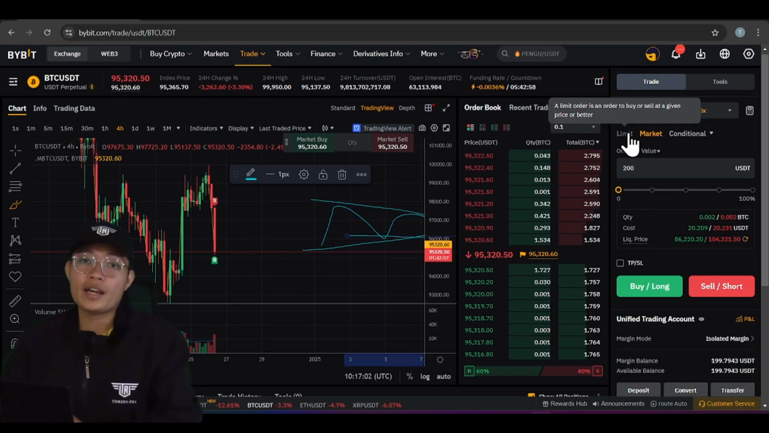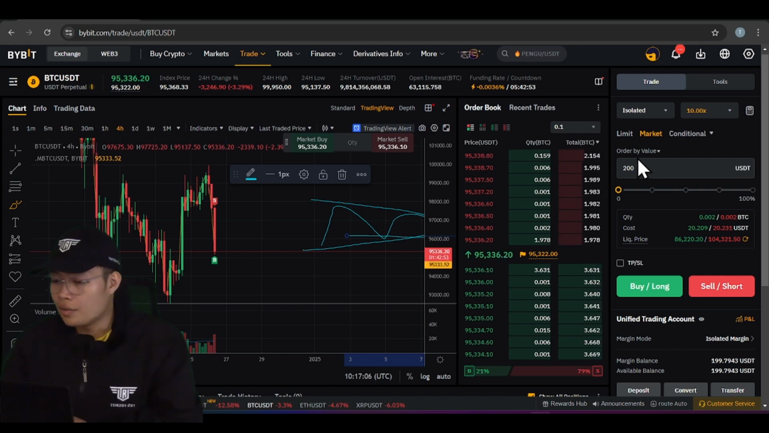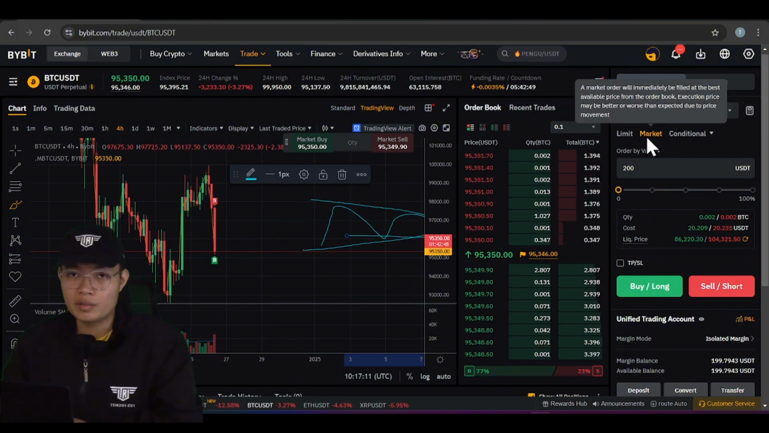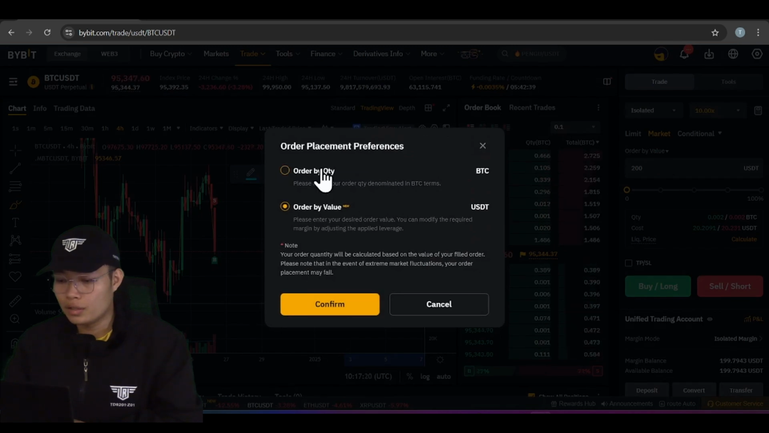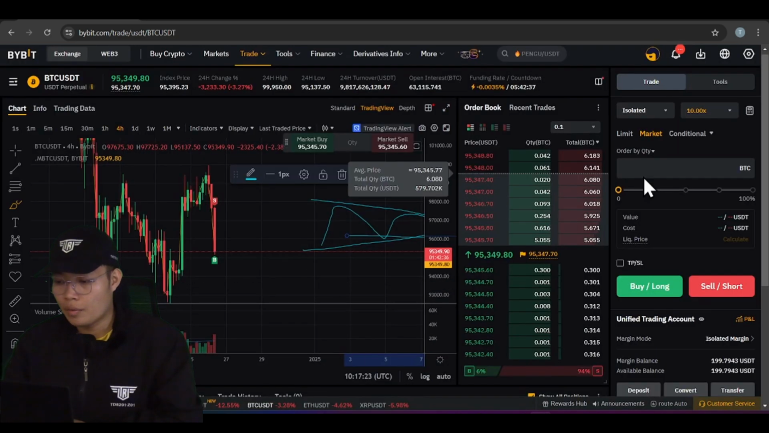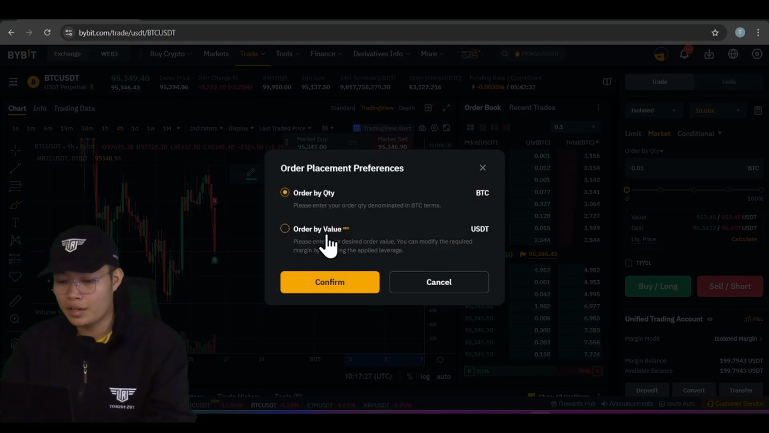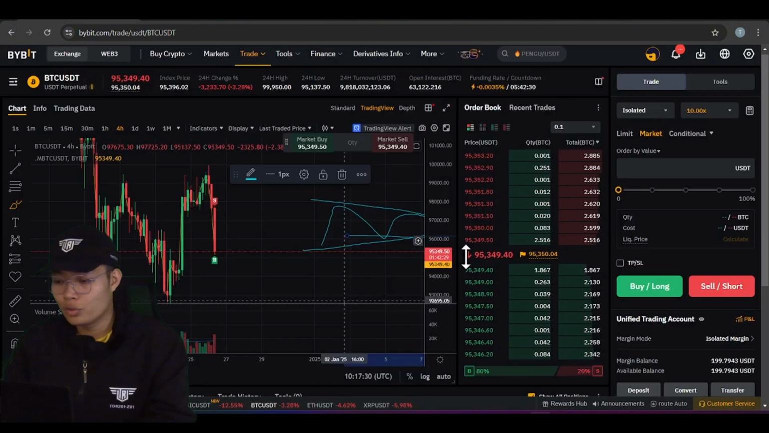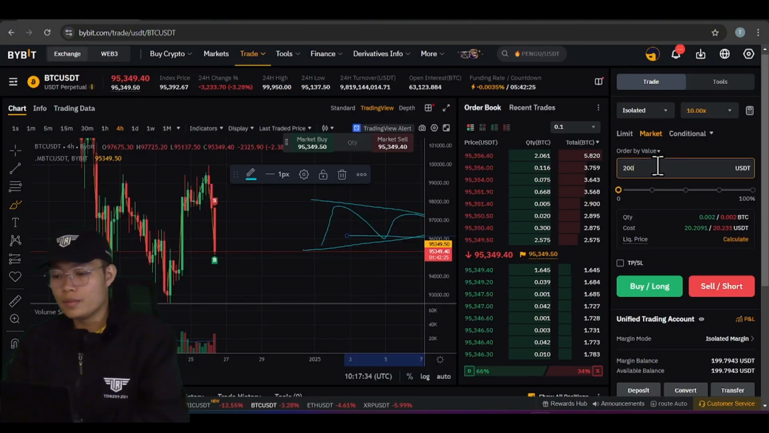All right, after you have checked your isolated margin and everything, now it's time for you to order. For this demonstration purpose, you can use either limit, market, or conditional. I'm going to use market orders, and I'm buying a value of $200. You can change here how you're going to buy it, using quantity. For example, I want to buy 0.01 Bitcoin, or you can choose it by USDT. For example, I want to buy $200 worth of Bitcoin. All right, so very simple.